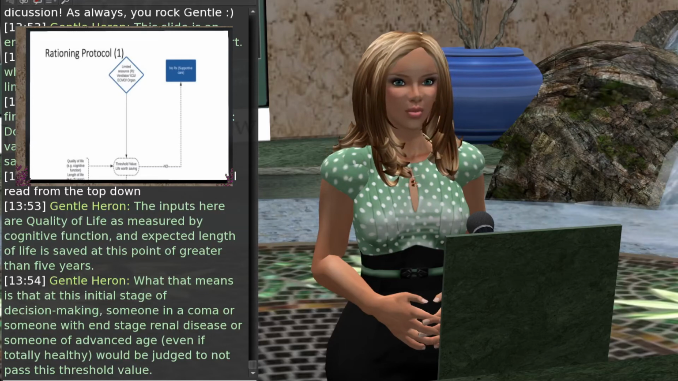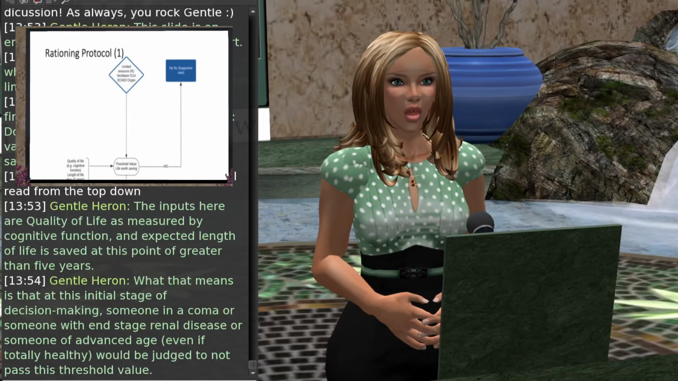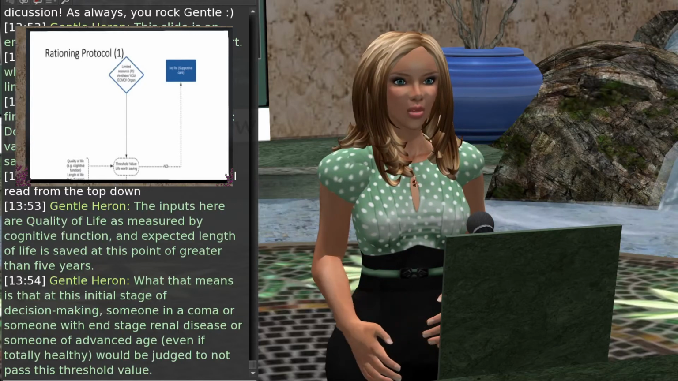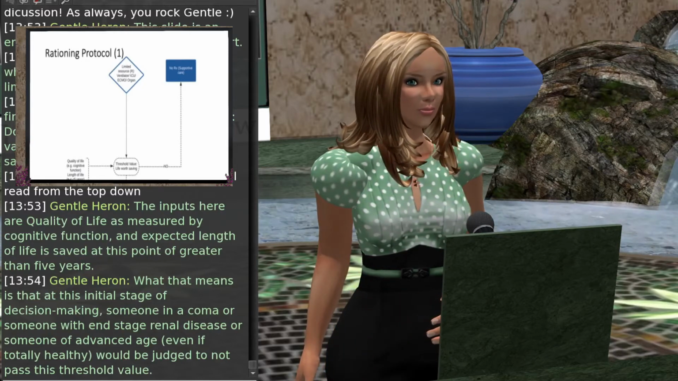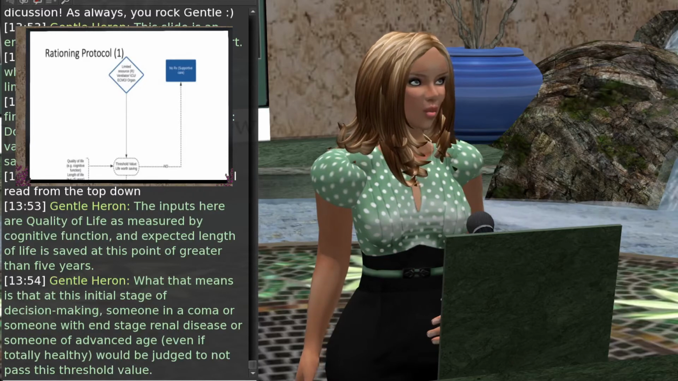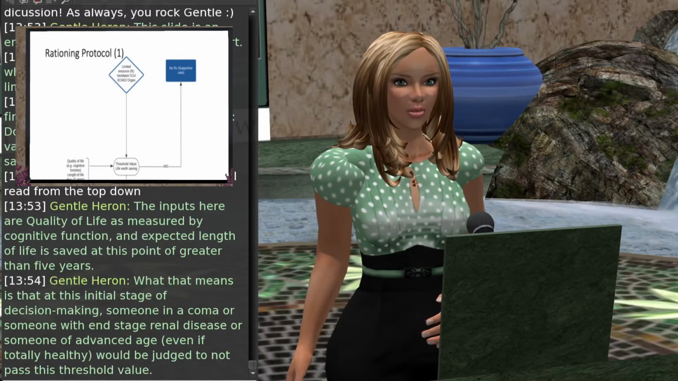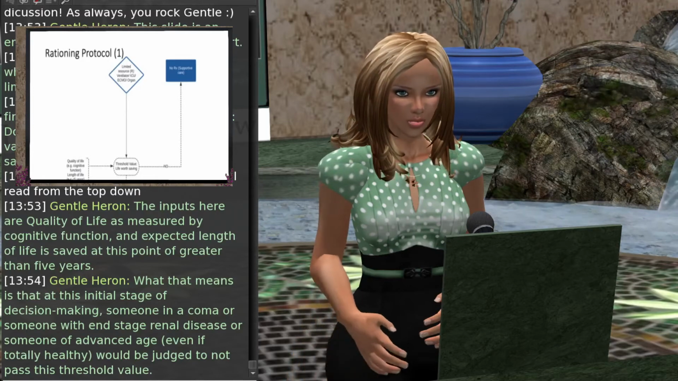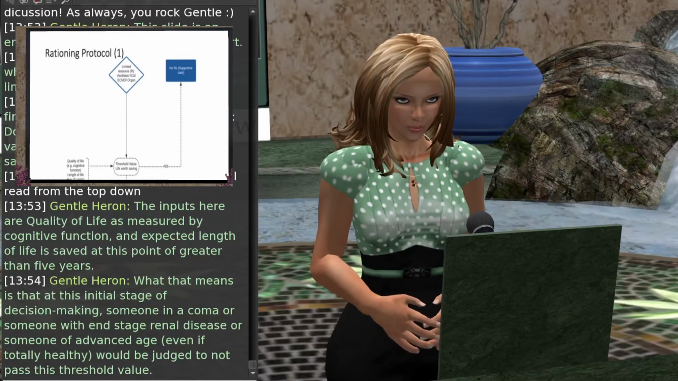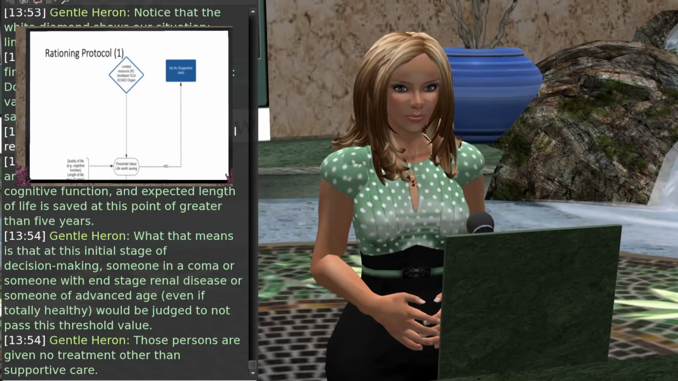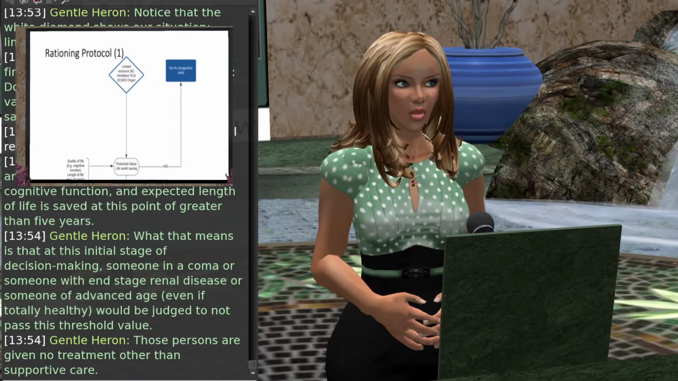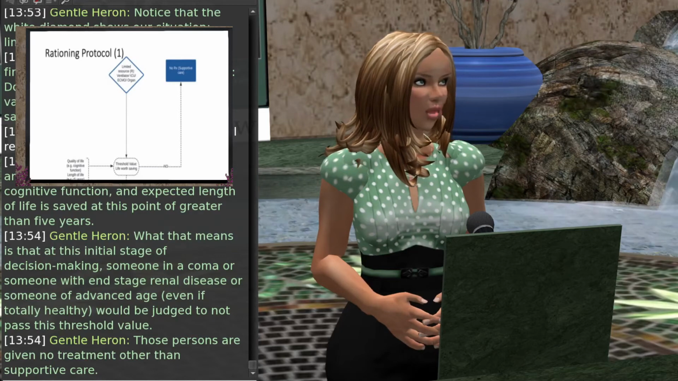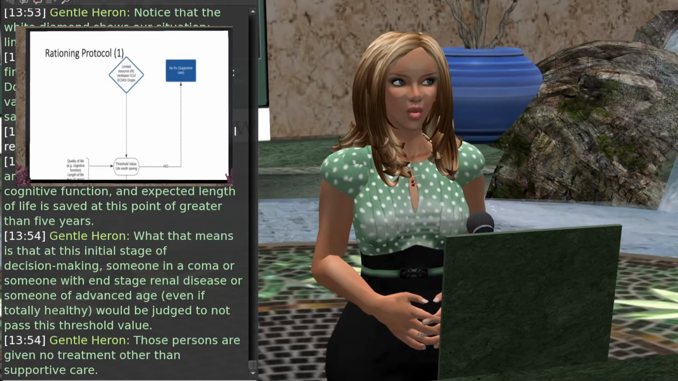What this means is that in the initial stage of decision making, somebody in a coma, or somebody with end-stage renal disease, or somebody, even if they're totally healthy, if they're in advanced age, would be judged to not pass the threshold value. We're not even going to try. Those persons are given no treatment other than supportive care. That's the blue box up there. They'll be put in hospice.